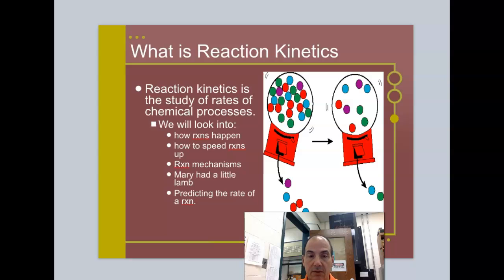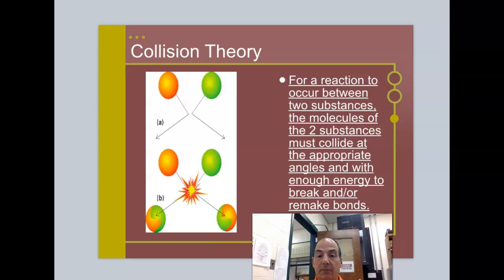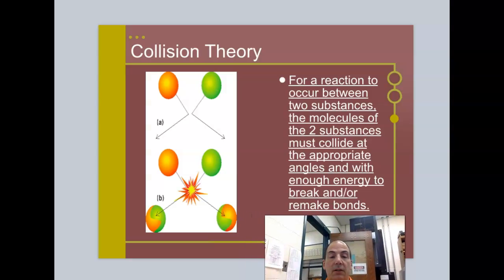So there's a lot of things that go into this process, but the most important underlying thought is the idea of collision theory. Okay, so collision theory is the basic idea that in order for a reaction to happen, the reactants need to collide with sufficient energy and also sufficient geometry in order to break the bonds and start the process of making new bonds.